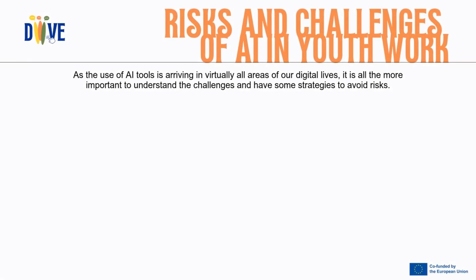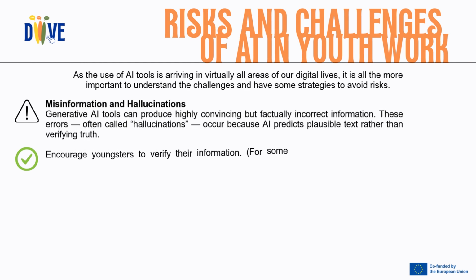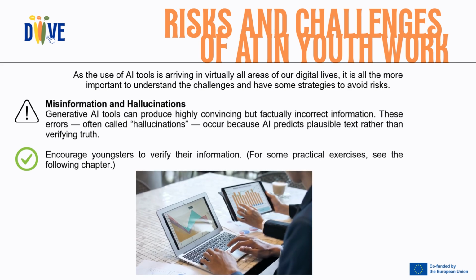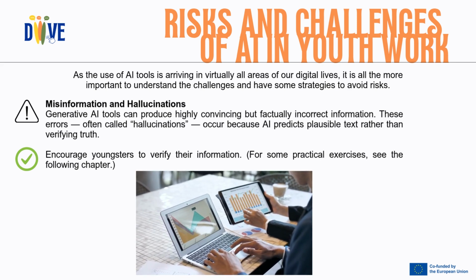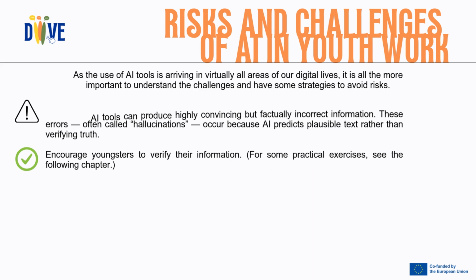As the use of AI tools is arriving in virtually all areas of our digital lives, it is all the more important to understand the challenges and have some strategies to avoid risks. Misinformation and hallucinations: generative AI tools can produce highly convincing, but factually incorrect information. These errors, often called hallucinations, occur because AI predicts plausible text rather than verifying truth. Encourage youngsters to verify their information. For some practical exercises, take a look at the following chapter.